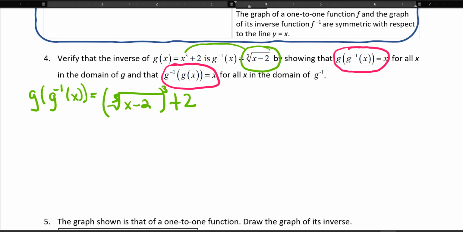cubed plus 2. Now remember, what negates a cube root is the power of 3, or what negates the power of 3 is the cube root. So that's going to cancel out. We have x minus 2 plus 2, and we know -2 plus 2 is going to cancel out. We have x. So for g of g inverse of x, to show if these two functions are inverses of each other, we would say yes. Now, let's do the opposite.